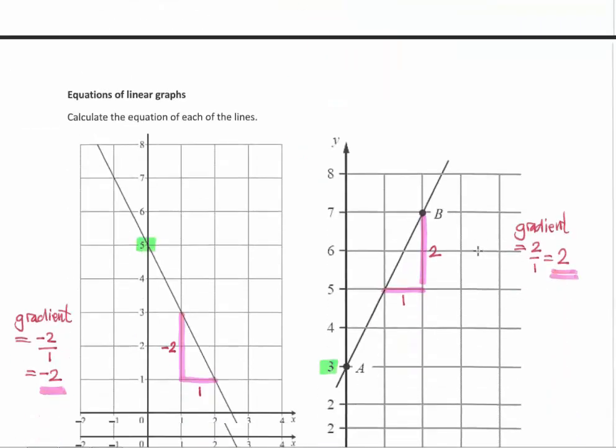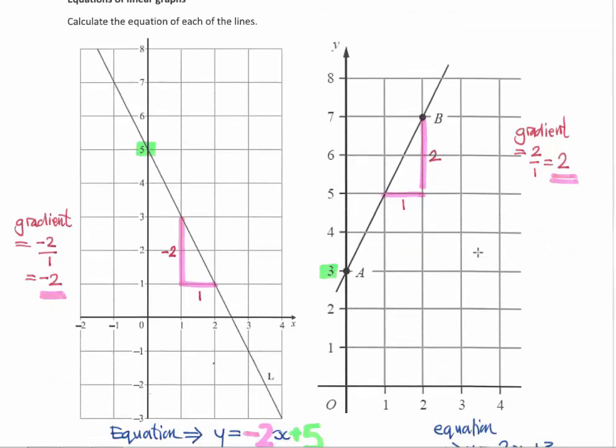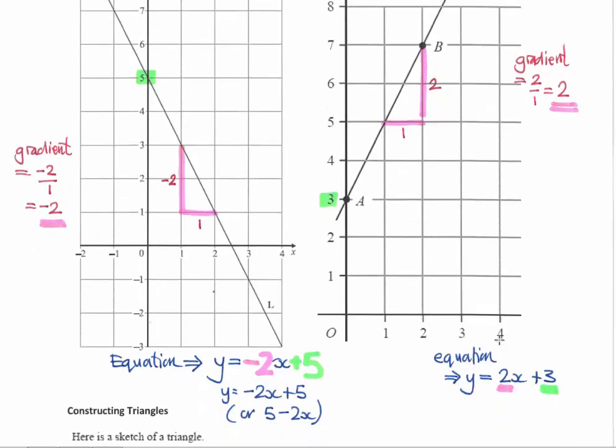Okay, let's move on. Calculate the equation of each of the lines. Okay, so we need to work out two things for these lines. First of all, the gradient, and secondly, where it crosses the y-axis. This line, we'll do this one first. We choose 2 points here, could be any 2 points, but always good to choose the points where the line goes through the grid.